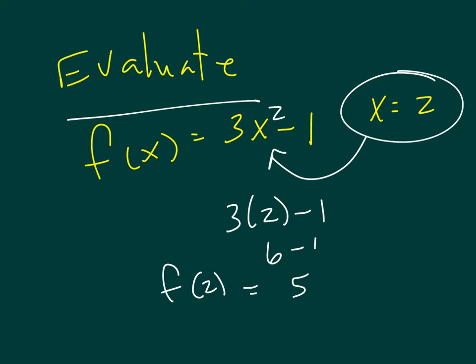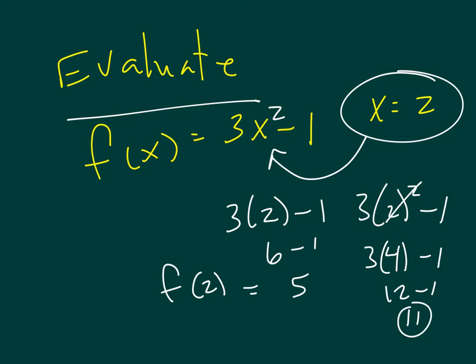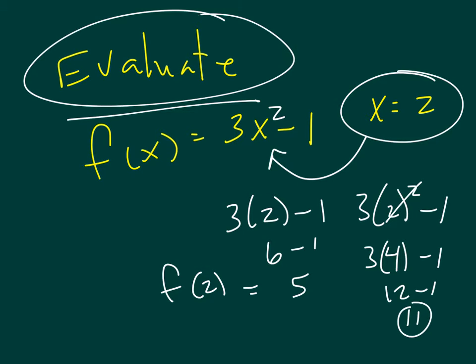And remember, if there's a square there, all that means is this. If I have 3 times 2 squared minus 1, you square the 2 first, so that's 4. And you get 3 times 4, which is 12, minus 1, which is 11. So it depends on what the problem is. But as soon as you see evaluate, you're plugging it in.